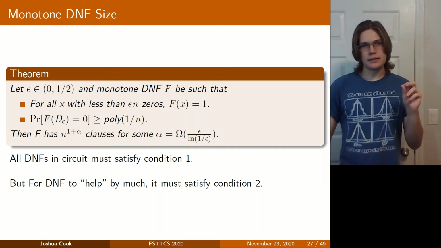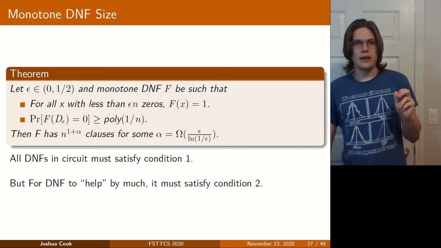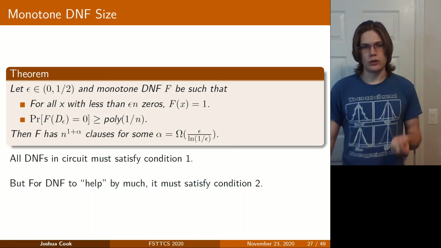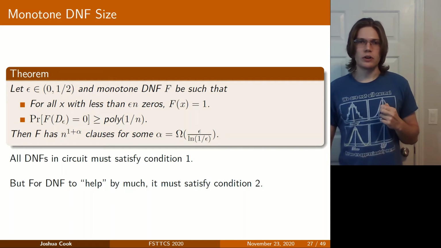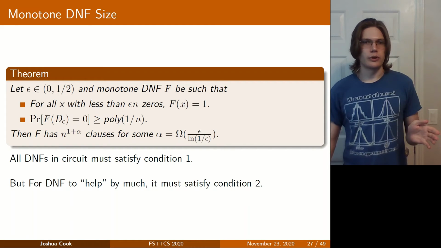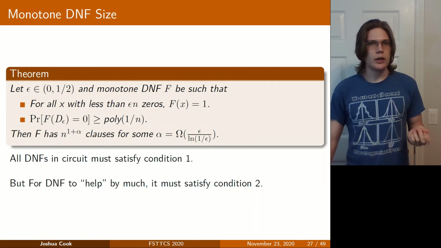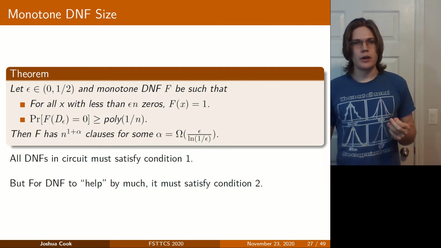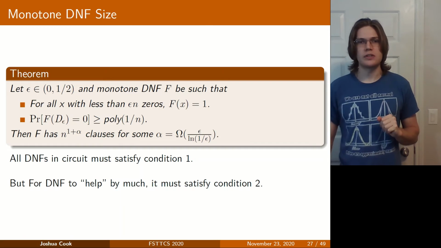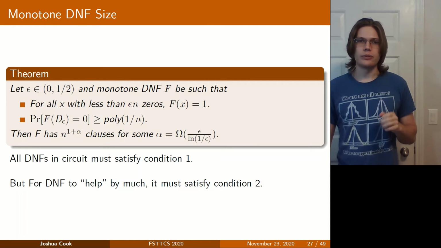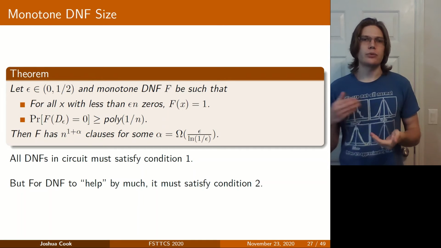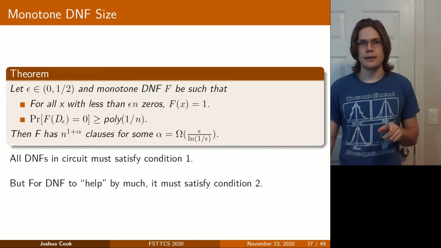So the things to notice about these two conditions is that all circuits, DNFs, in a circuit that's solving epsilon promise majority must solve this, because as soon as one of them is 0, then the entire circuit's 0, and it has to always output 1 if there are less than epsilon n zeros. And also for the DNF to really help very much in some sense, it must satisfy 2. So in particular, there has to be at least several DNFs that are satisfying the second condition.